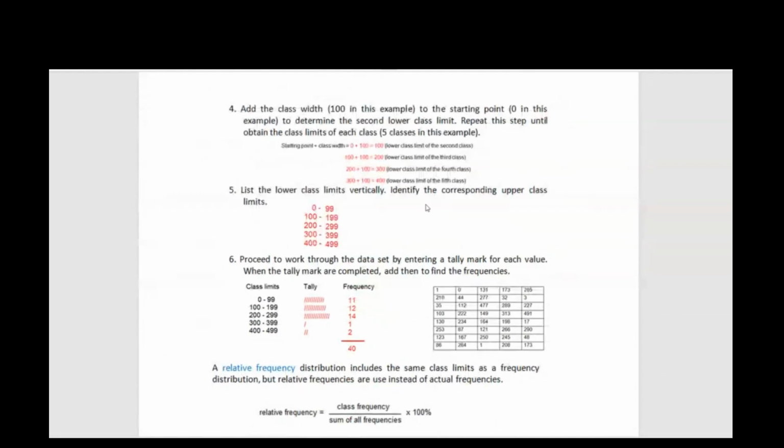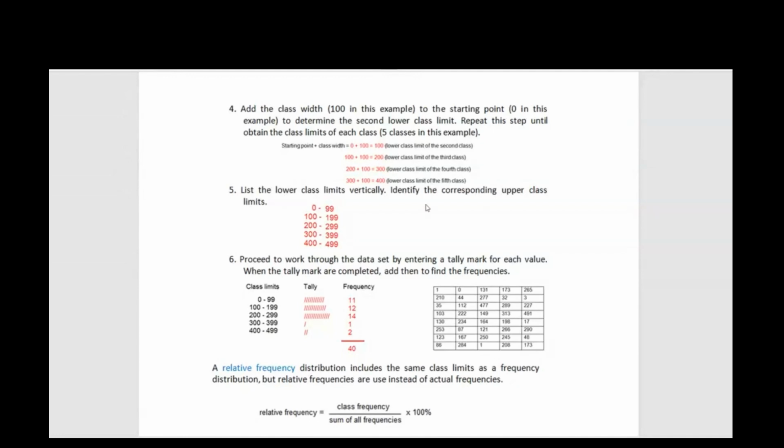And like that, I will determine the second lower class limit. And I will repeat this until I obtain the class limit of each class. Remember that I have 5 classes in this example. So I am adding, in this case, a starting point 0 plus my class limit of 100, which is equal to 100, and 100 will be the lower class limit of the second class.